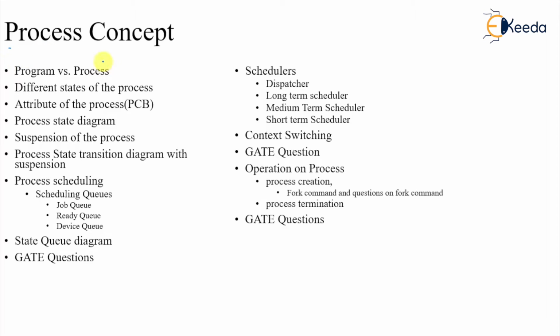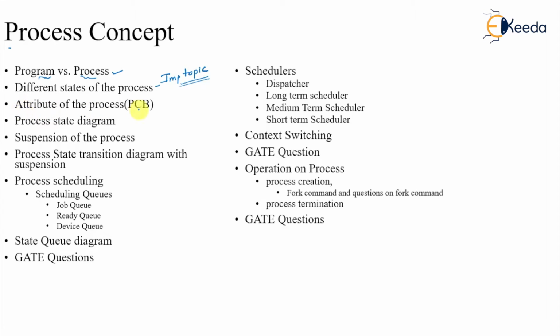So what we are going to talk about here is, not necessarily in this order, but this is the complete syllabus of process. We are going to talk about program versus process: what we call a program, what we call a process. We are going to talk about different states of a process. This is one of the very important topics in the GATE examination.